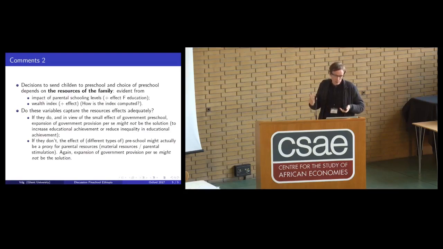Okay? If these variables do not capture the resource effects sufficiently, then perhaps the preschool effect that you actually find is implicitly more a proxy for parental resources rather than the preschool effect. Parental resources could be material resources, although you have controls for it in there, but parental resources are much wider than just material resources. They could also be how much the parents stimulate the kids, how much the parents motivate the kids to go to school and things like that. The support that the parents give in a more general sense. And if that is the case, then again, expansion of government provision per se might not be the solution to the problem that you have this lower success rate in secondary school. So that's basically what I wanted to ask.